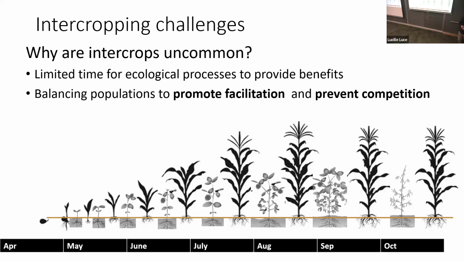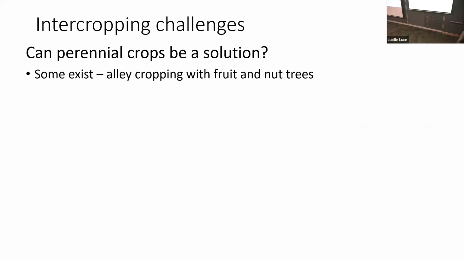We also have to think about balancing these populations of the two species. Really, we're trying to promote that facilitation and prevent the competition, and that can be tricky to do. So I think that by working with perennials, we have a potential to create intercropping systems that achieve these goals. And there are some perennial intercropping systems.